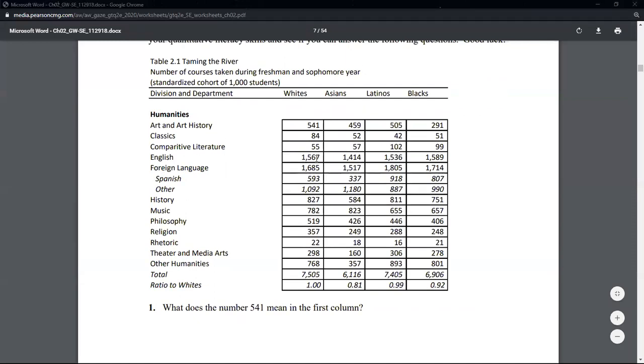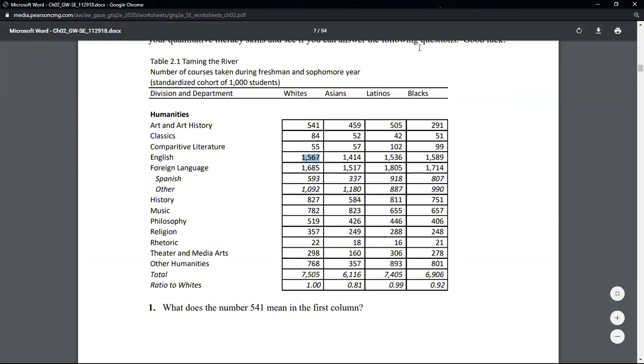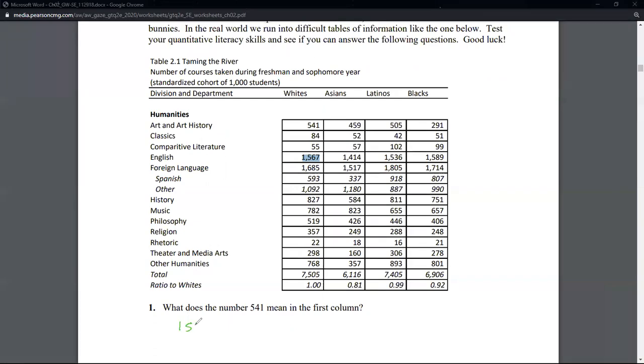So here's the English. I'll demonstrate for the whites. So there's the English number, 1567, over the art. Well, that's art and art history, which is the 541. So we'd go 1567 over 541 equals, and we don't know what it is when we scale to 1, so x over 1. So it would be 1567 over 541 equals x over 1. See, the 1567 and the 541 came from the table, English over art. We scaled the second quantity to 1 because they told us to do that. And then we don't know this.